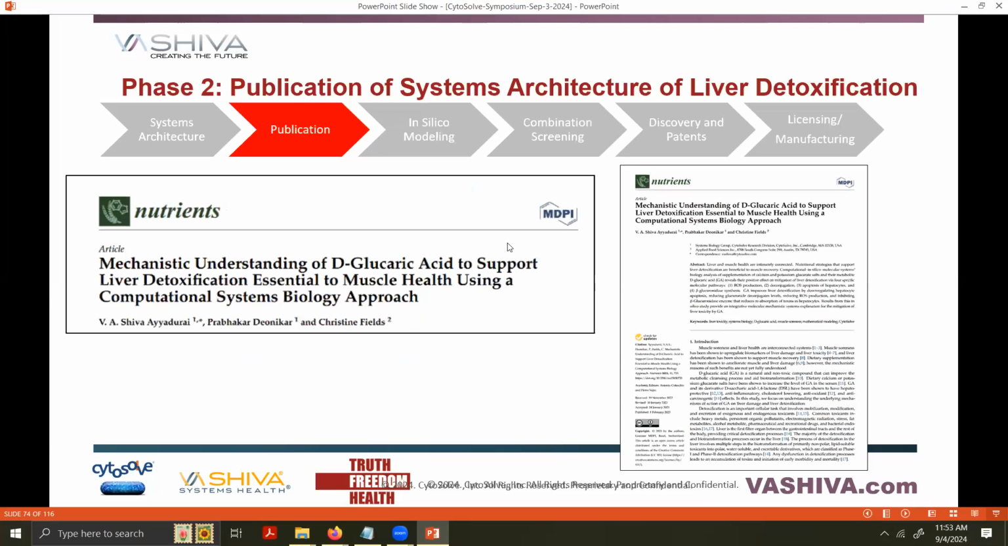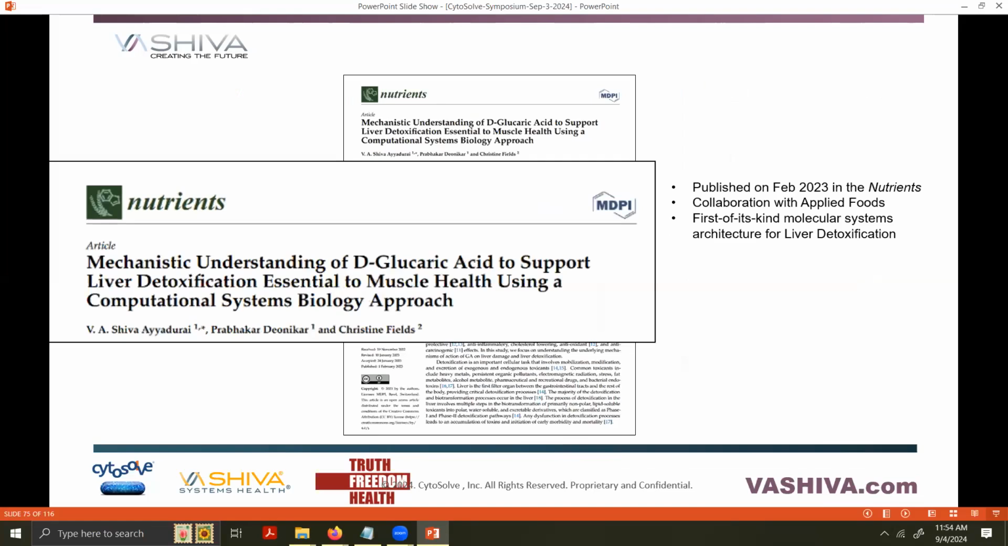We actually published this paper last year in February in collaboration with Christine Fields from Applied Foods, where we outlined all these pathways and connected them together, and how exactly these pathways are implicated in your liver health. In this paper, we also studied the effect of a particular molecule called D-glucaric acid, and I'll share those results in the next few slides. So again, published in 2023, the first of its kind, a molecular systems architecture for liver detoxification.